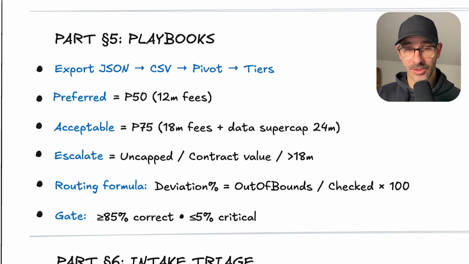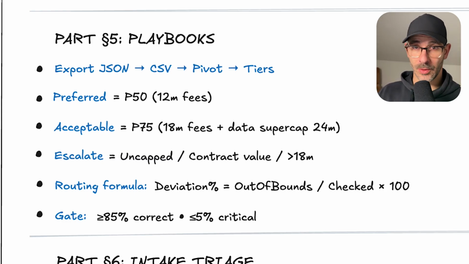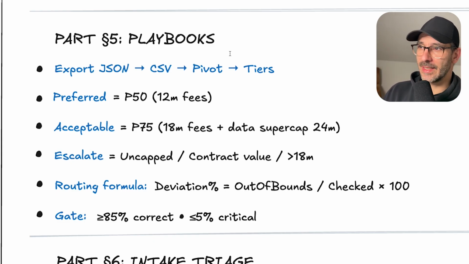And then from this, draft your tiers. Preferred, or below the median, about 12 months of fees. Acceptable, up to the 75th percentile, around 18 months, with a data supercap at 24. Escalate if uncapped, tied to contract value, or above 18 months. Now encode this into the routing rules. So deviation percent equals out of bounds clauses divided by total checked times 100. Less than 20% routes to paralegal, 20 to 60% to associate, and then 60 or higher to senior.